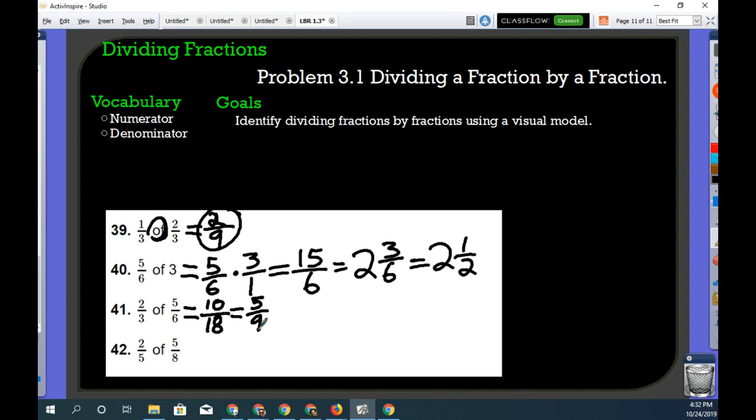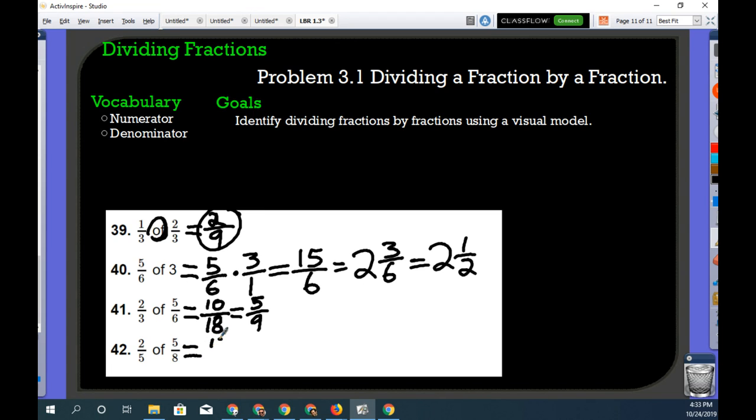And then finally, 2/5 of 5/8. Now, some parents, you might recognize, hey, wait a minute, can't I just cross reduce? I recognize this 5 and this 5, and can't I just cancel them out? Absolutely, you can do that, but let's wait till algebra before we start using that as a regular process. Let's just continue using the algorithm the way we have it and multiply straight across.